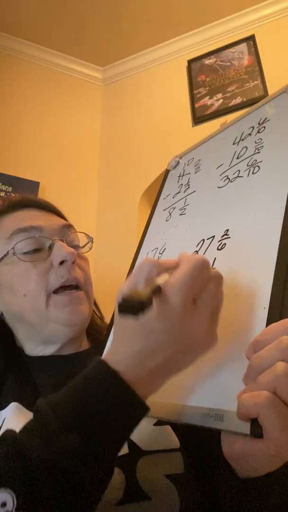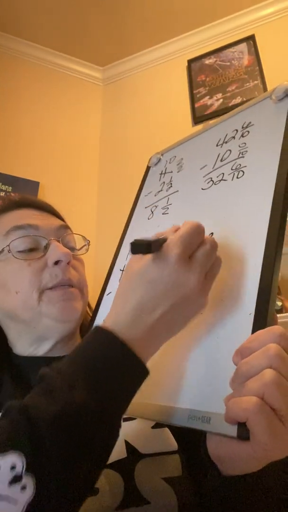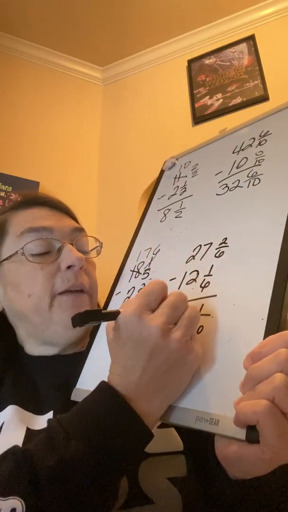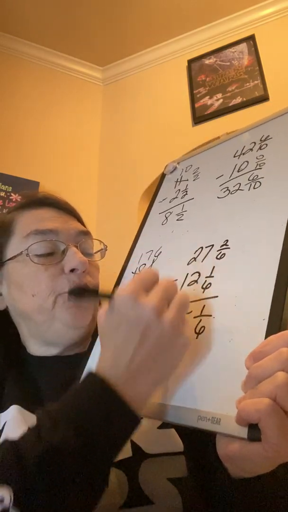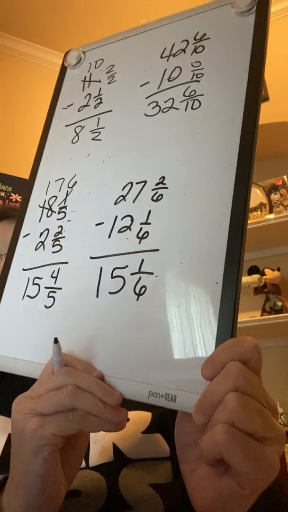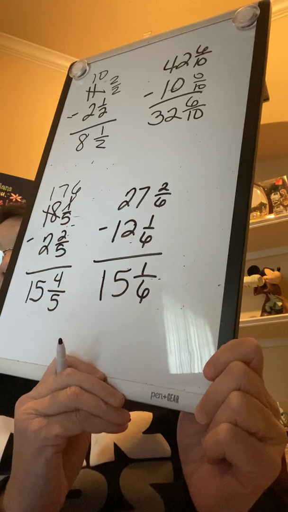All right, the last one, I didn't have to regroup because my 2 is bigger than my 1, so I get 1/6. 7 minus 2 is 5. 2 minus 1 is 1, so I get 15 and 1/6.